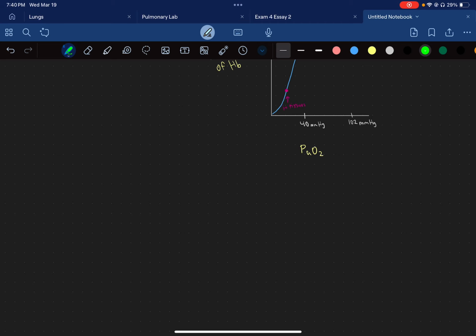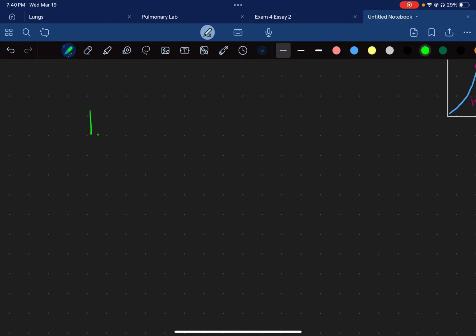Okay, yeah. So the first one is the arterial pressure of oxygen. The lower the arterial pressure of oxygen, the less hemoglobin will want to pick up oxygen. It wants to get rid of it. If there's low pressure of oxygen in the blood, that means hemoglobin needs to release it. It needs to give it to that tissue that needs it because of hypoxia or whatever.